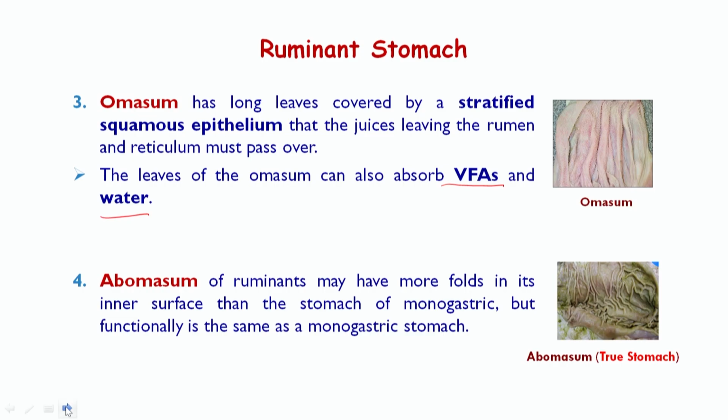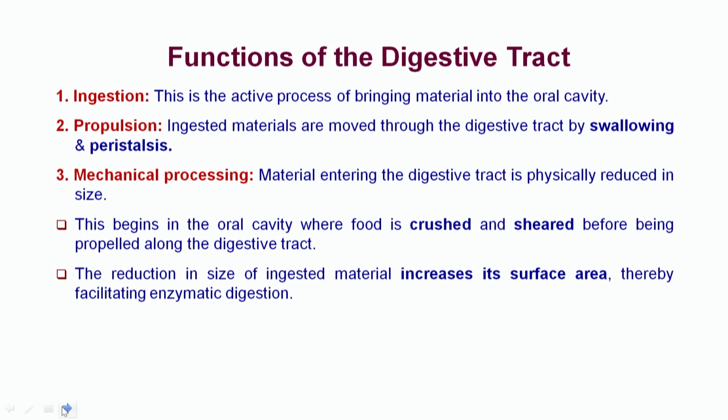This is the only stomach in the ruminants which has glands and secretes the different digestive juices, helping in the digestion of the food. This is also called the true stomach. So let's talk about the functions of the digestive tract. What are the functions carried out in the digestive tract?